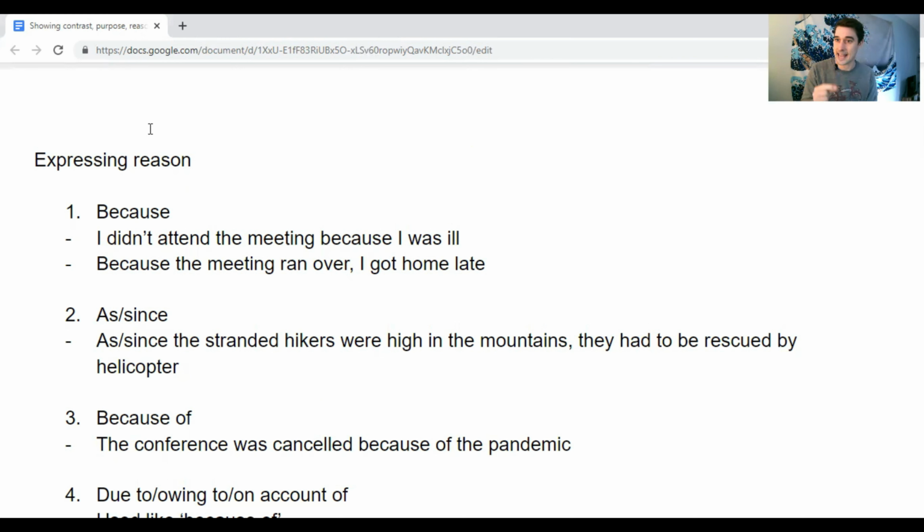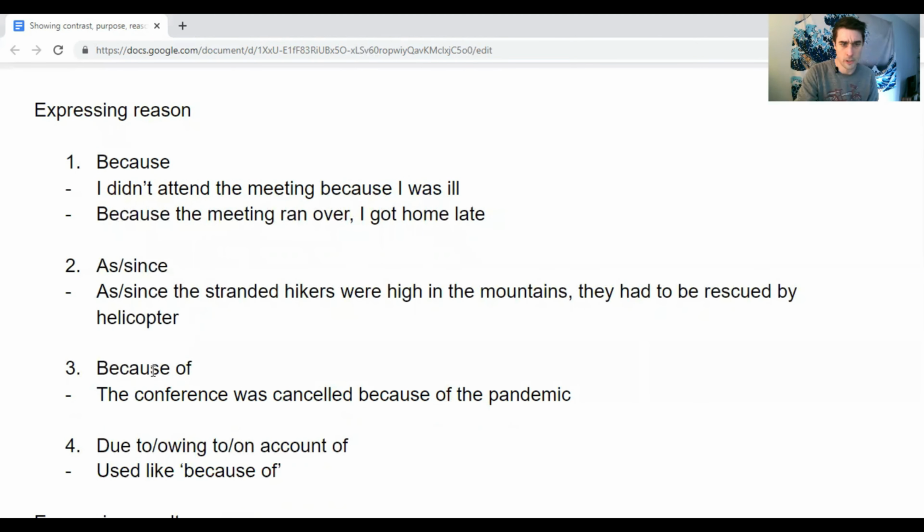The second one is as or since. Now this is very, very similar to because. It's maybe a bit more formal, more used in writing. As the stranded hikers were high in the mountains, they had to be rescued by helicopter. Because the stranded hikers were high in the mountains, they had to be rescued by helicopter. It's the same, it's just as and since are a bit more formal, more common for written language. If you're doing CAE writing, IELTS writing, as or since is really good.